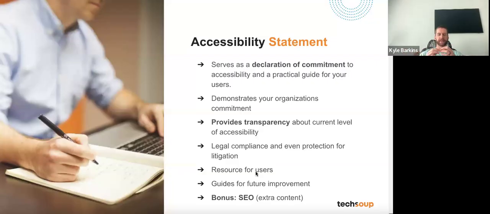This can also give you protection against litigation if someone does come after you and say, hey, your site's supposed to be compliant to this. This can help guide you and guard you there. It also can be used as a tool for future improvement. If you talk about the things that are accessible and aren't, that's a guide for you and your team to know where you stand from an accessibility guideline. And the bonus to this is that it's extra SEO, extra content for you. It also helps with the search engines, to say, hey, this is their commitment to accessibility, and here are the things that they've done.